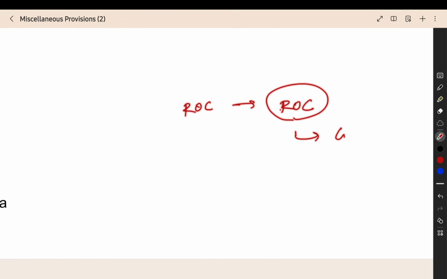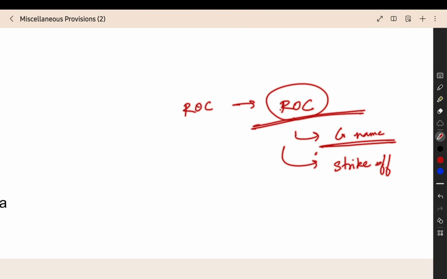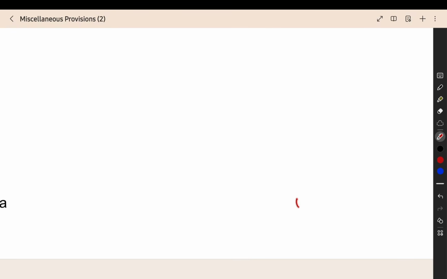In that, all the company names will be there. I hope you all know that. And if you are not carrying out any business, then the ROC will strike off your name from the register of companies. Then your company will not be active. Only if your name is there in the register of companies will it be a proper company. Otherwise, you will not be a proper company.